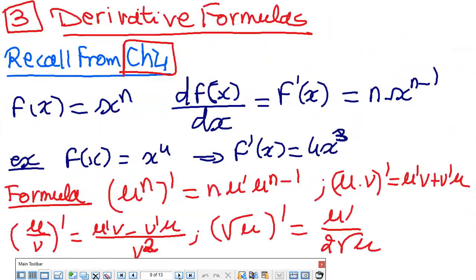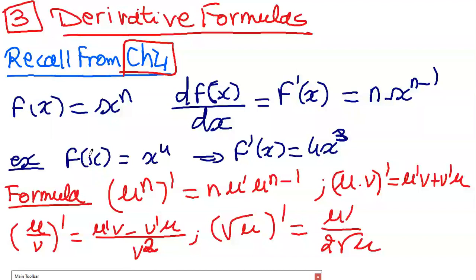Now let's move to the derivative formulas. Also, I'm doing a recall from chapter 4. The general formula: f of x equals x^n, the derivative f prime or df over dx is n x^(n-1), and there is an example. If I have x^4, it's 4x^3, so I take the exponent down and I do minus 1. I have also, if I have an expression u^n, it's n u prime u^(n-1). If I have a product u times v, it's u prime v plus v prime u. If I have a fraction, it's (u prime v minus v prime u) over v squared. And if I have a radical, it's u prime over 2 radical u.